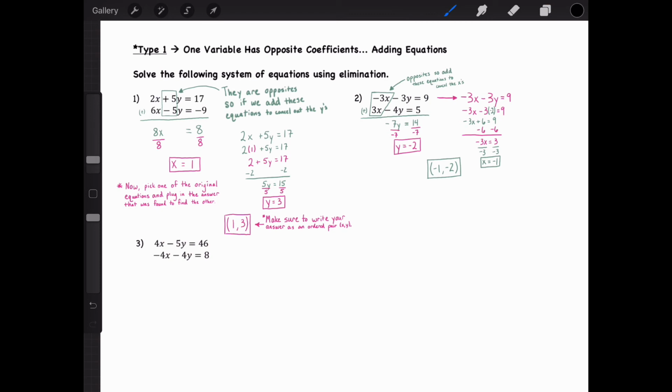For number 3, my x's once again are opposites of each other. So I add my equations to get y by itself. This gives me the answer of y equals negative 6. From here, I pick the top equation again to plug in the negative 6 in for y. And then I can solve for x by subtracting 30 to both sides and then dividing by 4.